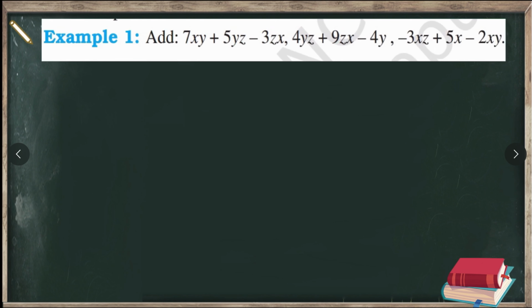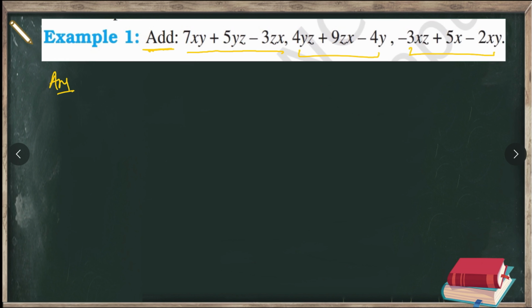Okay, this is example number 1 from your textbook. Here we are asked to add 7xy plus 5yz minus 3zx. This is one expression having three terms. The second expression is 4yz plus 9zx minus 4y. And the third expression is again with three terms, and it is minus 3xz plus 5x minus 2xy. Now we are asked to add them.